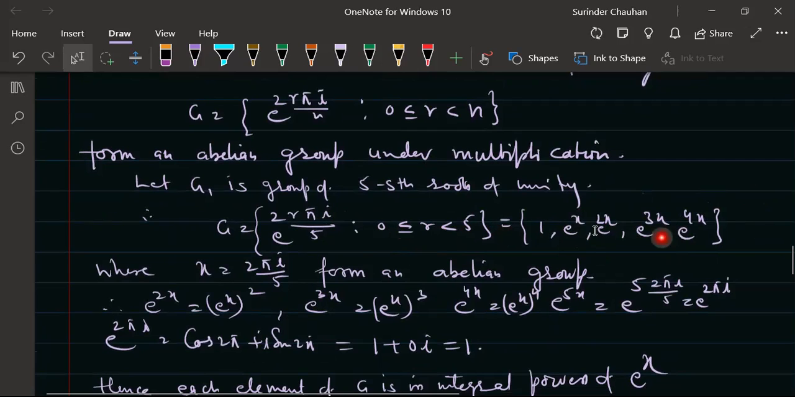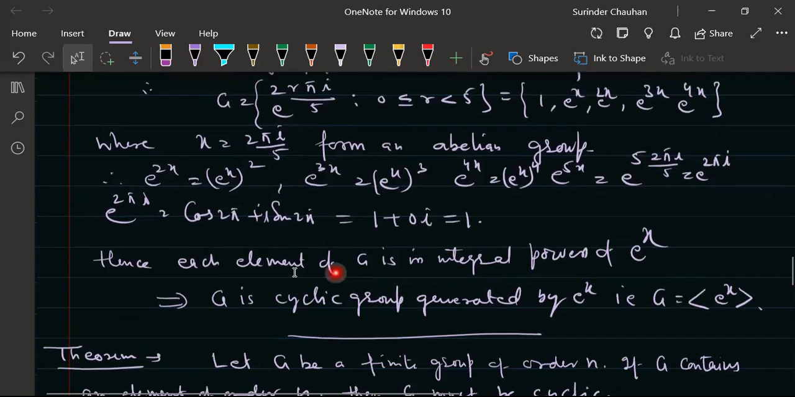So this cyclic group of the 5th roots of unity is generated by e to the power x. This is a cyclic group generated by e to the power x.